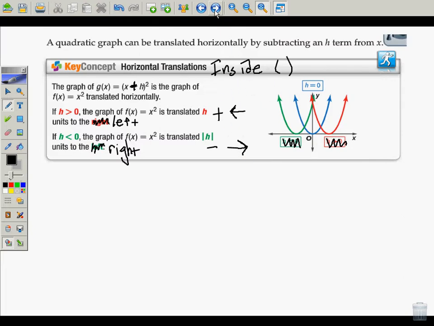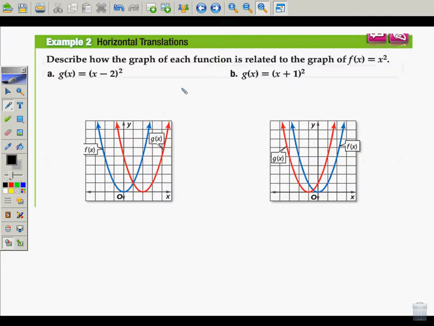So describe how each graph of the function is related to the graph. Well, look, we have minus x minus 2 inside parentheses squared. So you can even see my red graph is my new graph. Well, what did we do when we subtracted 2 inside parentheses? Well, you might want to say, okay, we subtracted 2, we go 2 to the left. Wrong. Remember, you do the opposite of what makes sense. So subtracting 2 doesn't mean you go 2 to the left. It means the graph moved 2 units to the right.